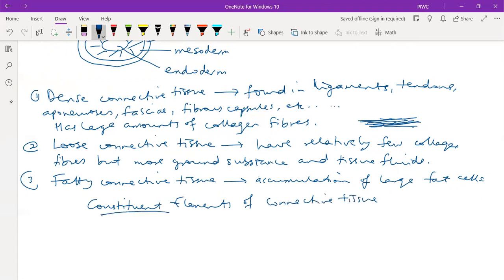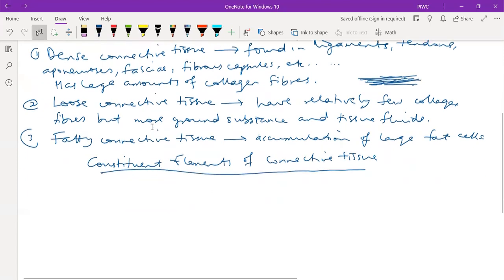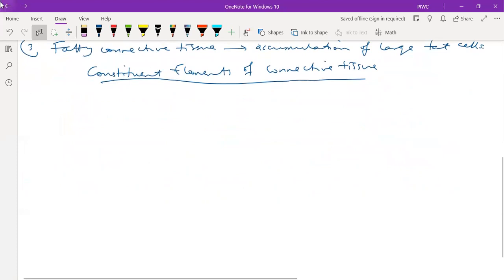So what are the constituent elements of connective tissue? The first one I want to talk about is the fiber, or let's talk about the fibers.